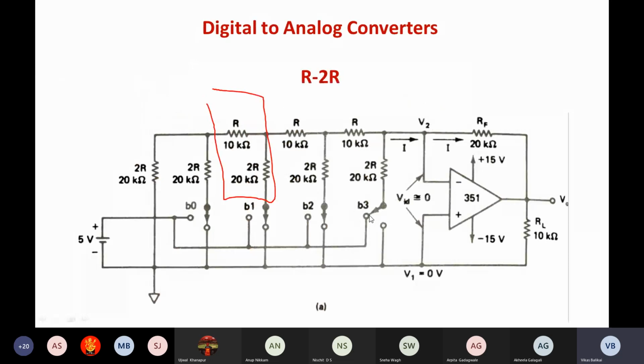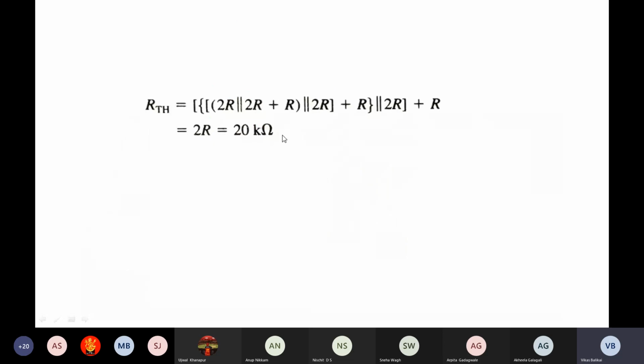in this particular condition when B3 is on, the total left wing resistance value that I get is 2R.